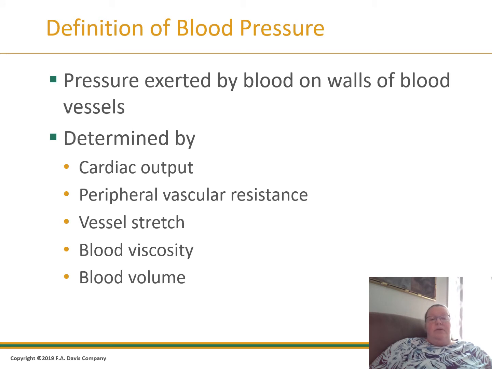Pressure exerted by blood on the walls of the blood vessels is determined by cardiac output, peripheral vascular resistance, vessel stretch, and blood viscosity and blood volume. So let's go over this real quick. If our body is demanding more blood, maybe because the patient is overweight, or for various reasons, our blood pressure is going to be higher.